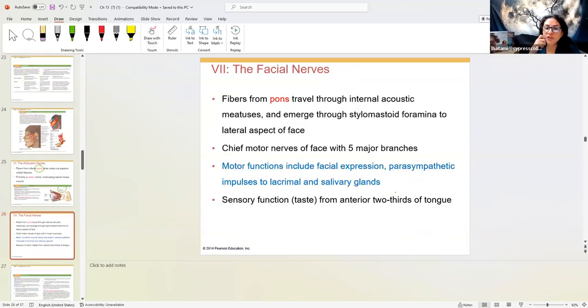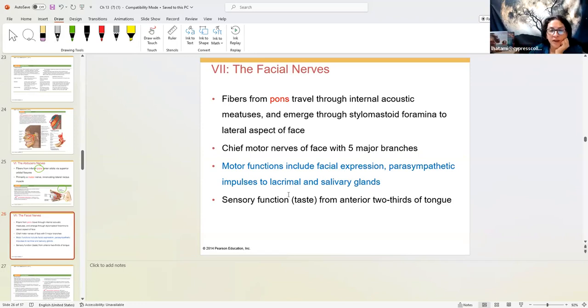Then the facial nerve, or cranial nerve number 7. It's also descriptive, the name of this nerve. The facial nerve is the nerve which is going to innervate all the facial expression muscles, the muscles responsible for making our facial expression. Like it's going to innervate our zygomaticus muscle, our orbicularis oris muscle, and orbicularis oculi muscle. All of the facial expression muscles are going to be innervated by the facial nerve.